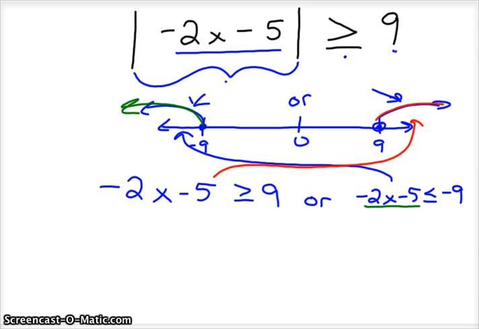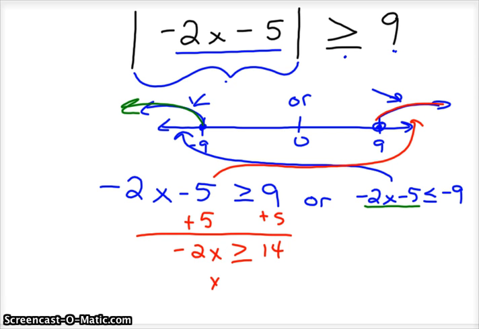Now I'll just solve it just like we have been doing forever. So you'd add 5 to both sides. And so you'd have negative 2x is greater than or equal to 14. And then divide by negative 2. When you divide by negative 2, remember that flips your inequality. And so x is less than or equal to negative 7.